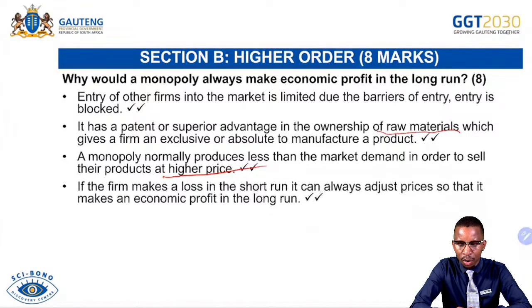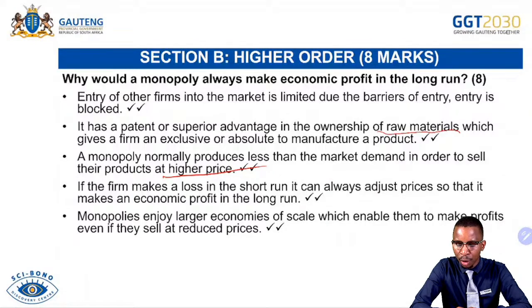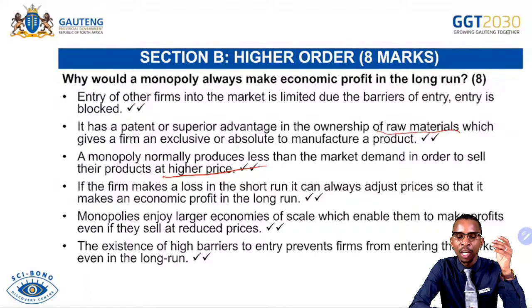If the firm makes a loss in the short run, it can always adjust prices too, so that it makes economic profit in the long run. And then monopolies enjoy larger economies of scale, which enable them to make profits even if they sell at the reduced price, because they are faced by what we call economies of scale. They produce at the lowest possible cost per unit, and it allows them to always enjoy the profit even if they sell at the lower cost.